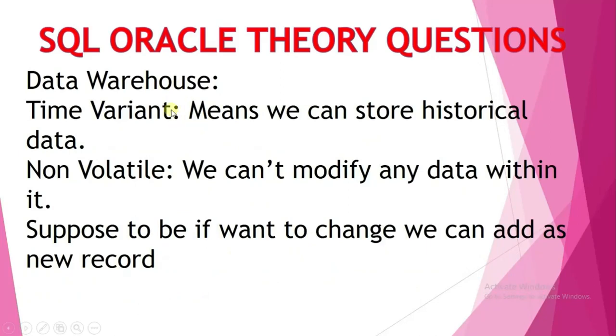The third characteristic is time variant, which means we can store historical data. Non-volatile: we cannot modify any data within it. Suppose we want to change something, we can add it as a new record. So these are the characteristics of a data warehouse.